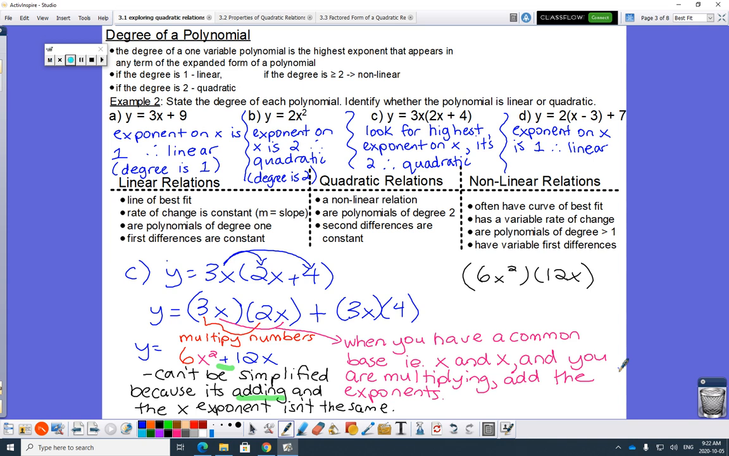Okay, so you can do first differences, then second differences to tell if something is quadratic or linear or neither. You can also look at the exponent on the x, the highest one, or the degree if you prefer. Another thing you can also look at is the shape.